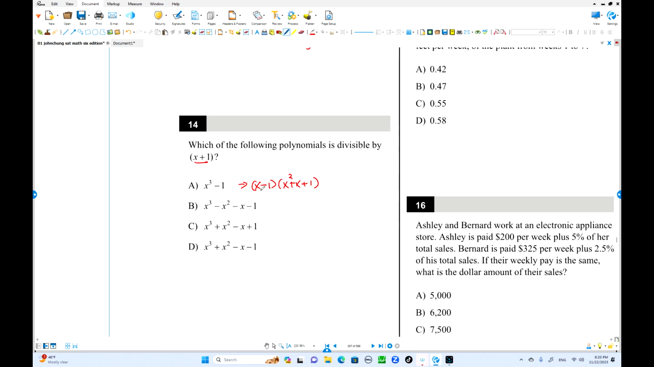This is not a factor over here, okay? A second one over here, x squared, x minus 1. The other one is x plus 1. Okay? There's no common factor over here. But this is divisible by x plus 1, not this one.